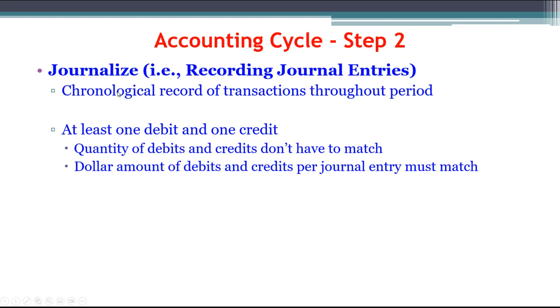Step 2, we journalize the entries. That's also known as recording. We're basically taking a look at the transaction, identifying what has happened, and we record a chronological record of transactions throughout the period.